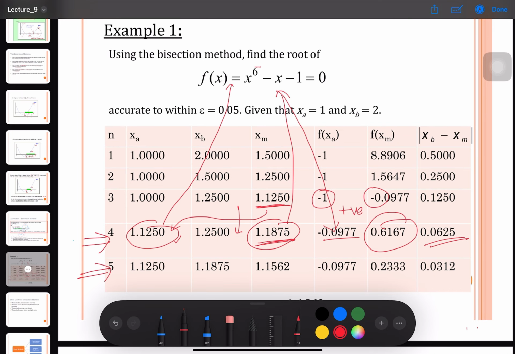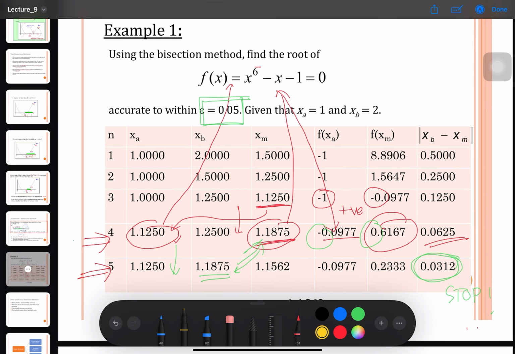So, for fifth iteration, check iteration before, the answer is negative. Here is negative, positive. So, you should copy xm into B. So, that's why this answer is equal here. And then the other one, you keep it. And then you continue until the error here. The error now is 0.0312, which is lesser than the given error here. So, you can stop. So, you stop here.